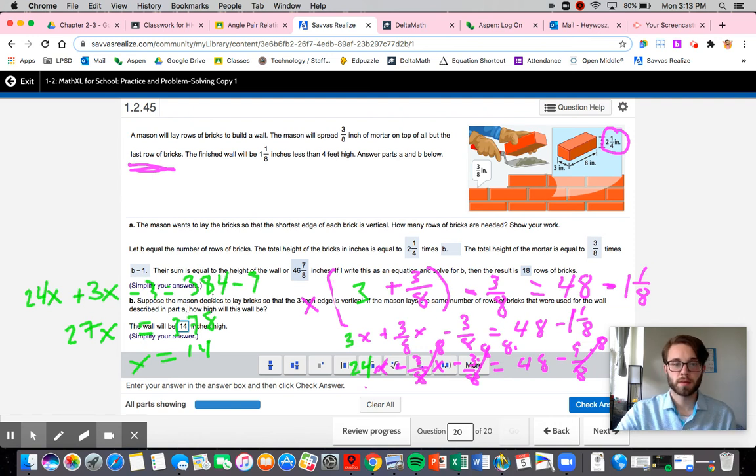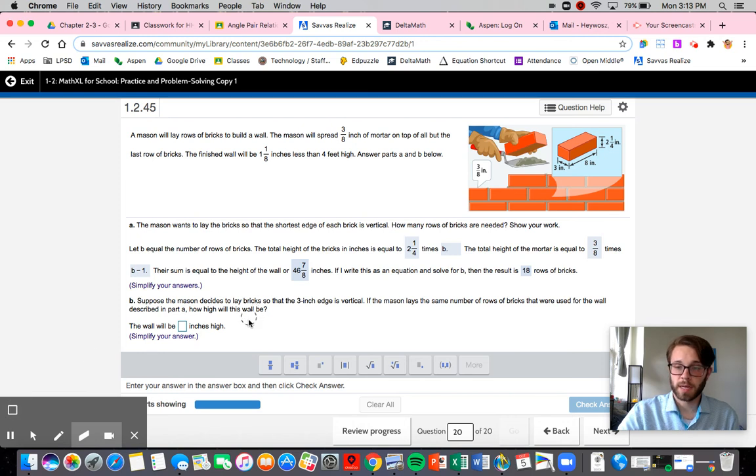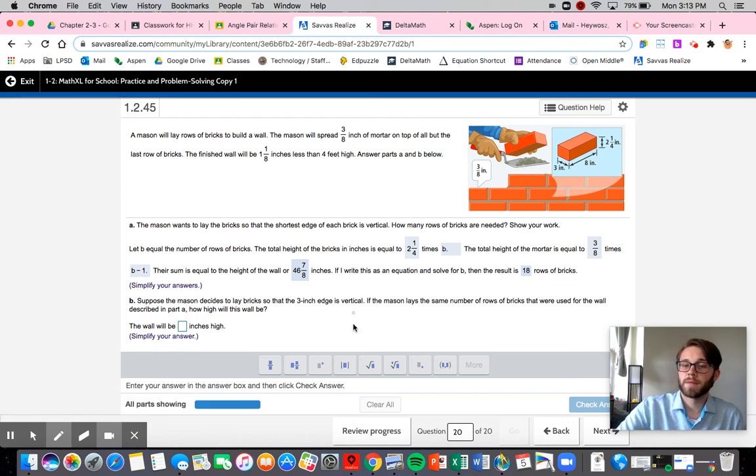Oh, that would be, oh, I'm sorry, I just did that entirely wrong. I misread the problem. This is why you should always read the problem entirely. So it's not going to be 14, I lied. So instead, we are dealing with a situation where, instead of 2 1/4, we're replacing it with 3. So it's 3 times the number of bricks plus 3/8 times b minus 1 from their equation. And that's equal to something. Except b we now know is 18.